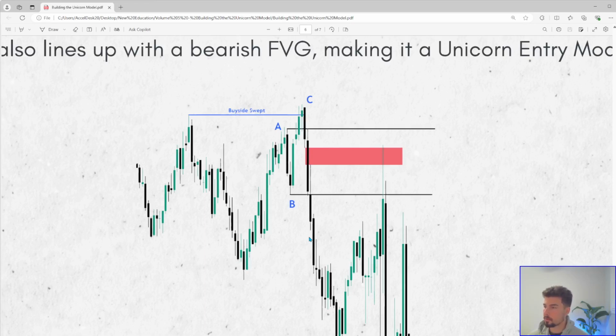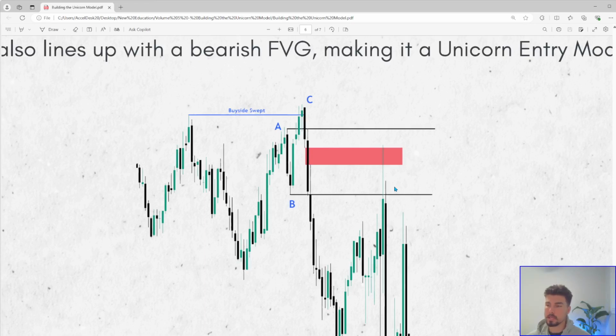It's also an example of the silver bullet model: a raid on liquidity, a market structure shift, and a return to a fair value gap. It's also an example of trading in silver bullet. It's also an example of using inversion fair value gaps. So that's what I'm going to talk about today, that you can pair all these concepts.